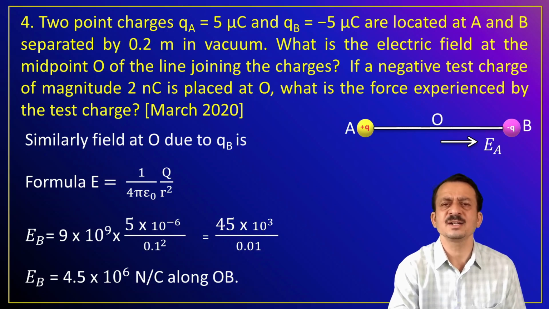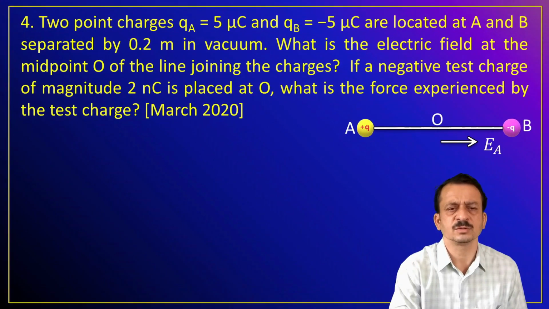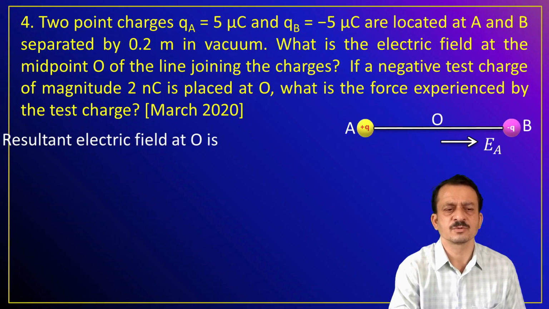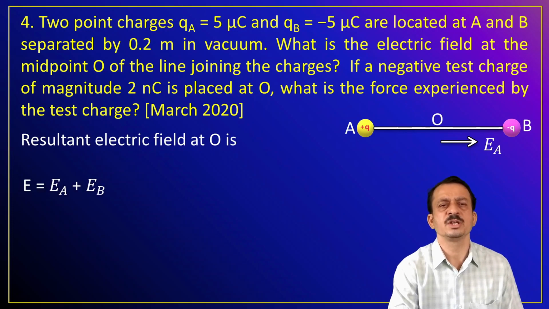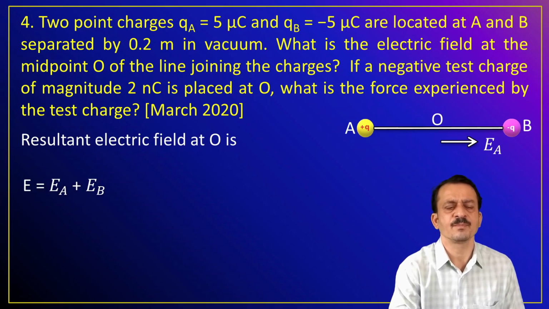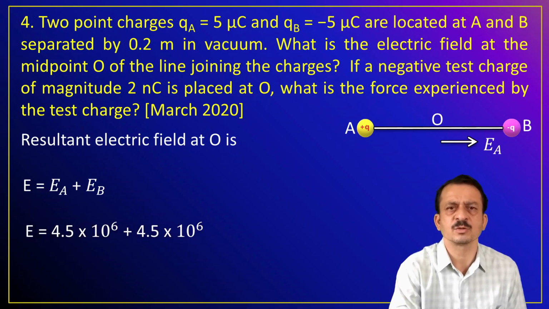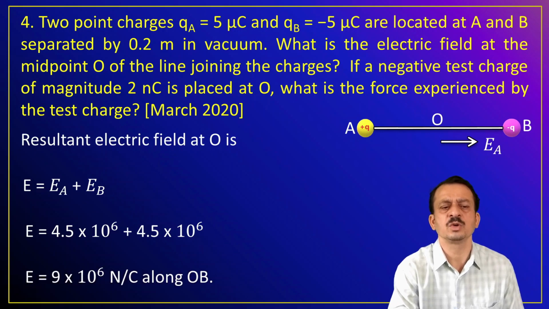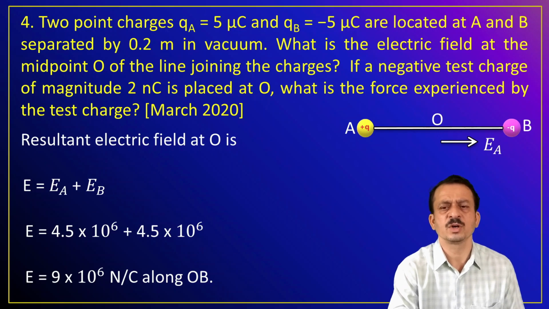Then obviously, what is the resultant? According to the superposition principle, it is the sum of the two fields. Now, look at the direction. EB is as shown in the diagram. So the resultant is found by using the principle of superposition, the sum of those two fields. So E is equal to EA plus EB. Adding them, 4.5 × 10 to the power of 6 plus 4.5 × 10 to the power of 6 is 9 × 10 to the power of 6 newton per coulomb. What is the direction? It is also towards OB.